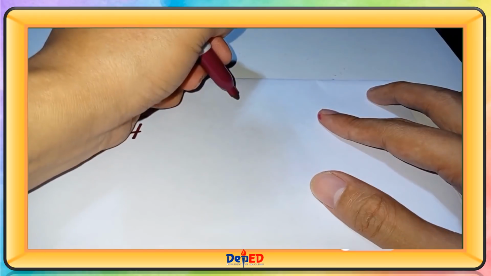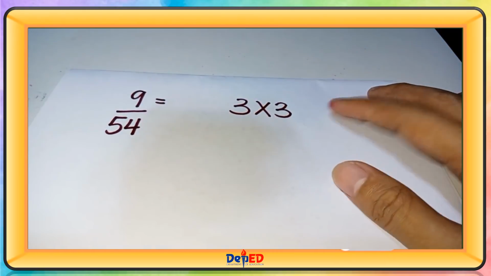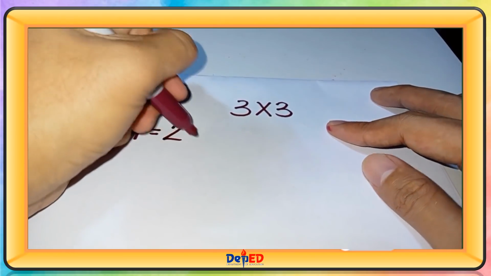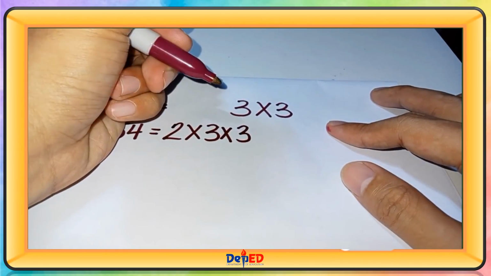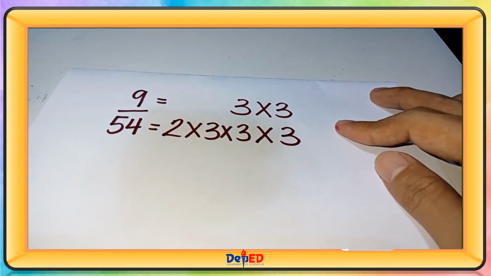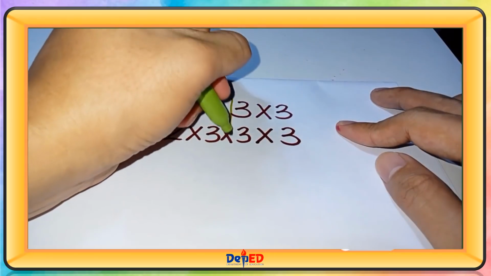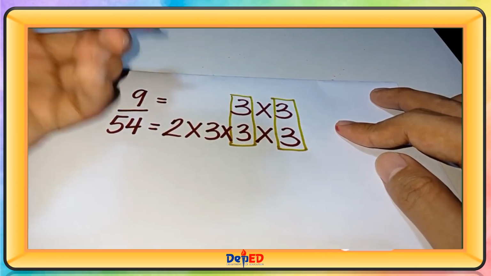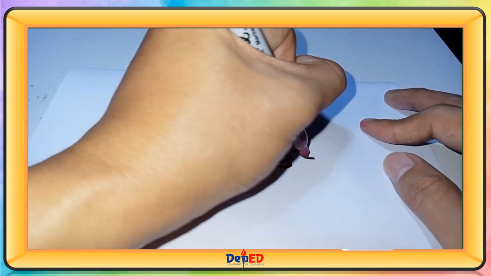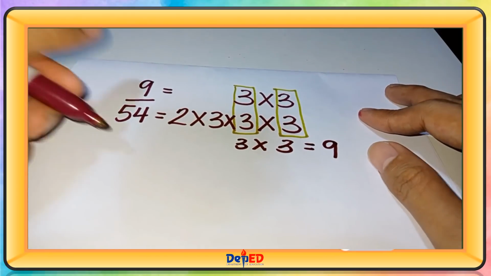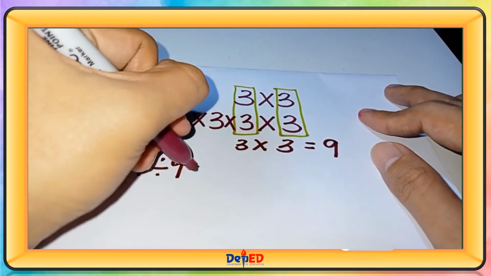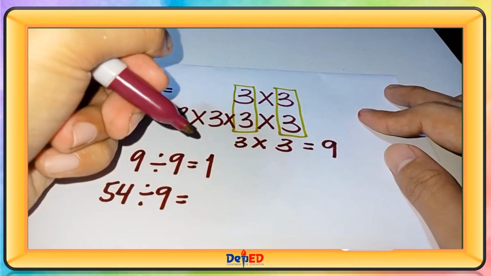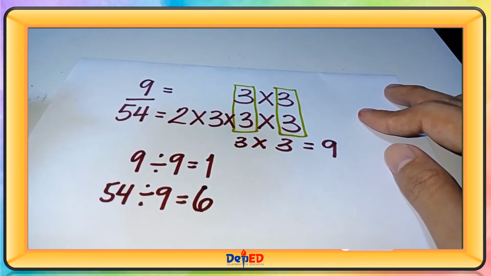9/54. The prime factor of 9 is 3 times 3. 54 is 2 times 3 times 3 times 3. We have two common factors, which is the number 3. 3 times 3 equals 9. 9 divided by 9 equals 1. 54 divided by 9 equals 6.